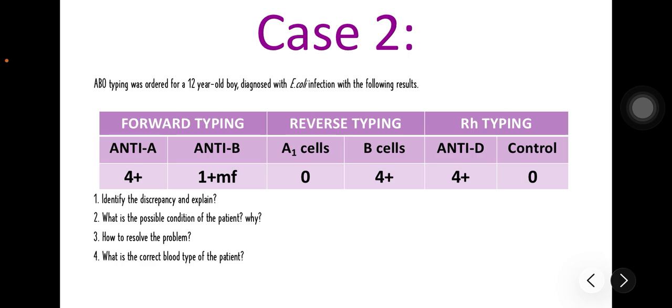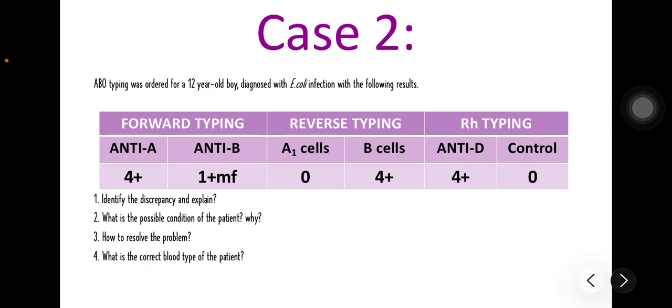So, in forward typing, it has a strong reaction with your anti-A or 4 plus, which means that your A antigen is present. Then we also have a weak mixed field reaction with your anti-B or a 1 plus mixed field. So small or abnormal B reaction. So forward typing suggests probably the patient is a group A individual, but something unusual is happening with the anti-B.